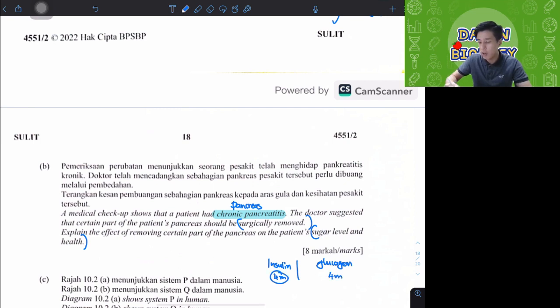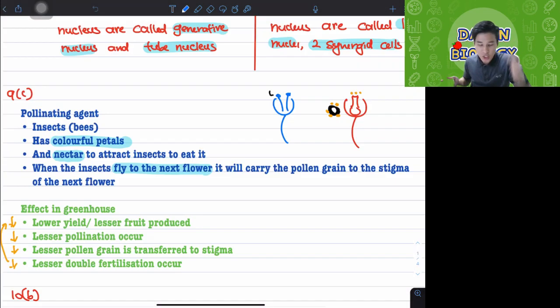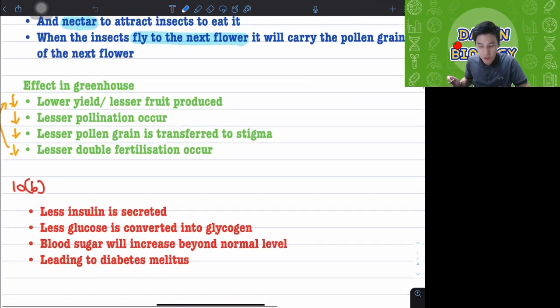So just a quick tip for doing essays. When you do an essay, try to allocate your marks first. You need to plan, tactic like that. How do I get 8 marks? So 4 marks, I explain regarding what will happen if you don't have insulin, and the other 4 marks is the glucagon hormone. So if you mention insulin, you get 1 mark already.